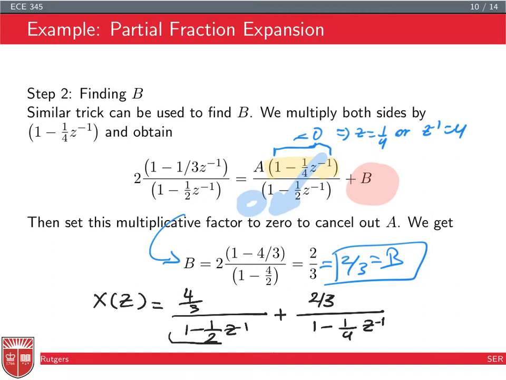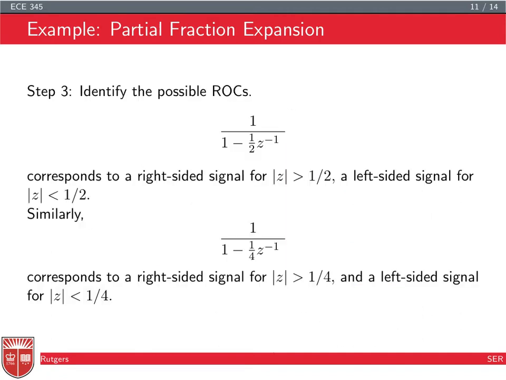So I want to analyze the inverse of each term separately. We know for the first term here that the inverse is a right-sided signal for the magnitude of z greater than 1/2, or it's a left-sided signal for the magnitude of z less than 1/2, right? Because the pole is 1/2. And for the right-sided signal, the inverse here would be 1/2 to the power n u[n], right?